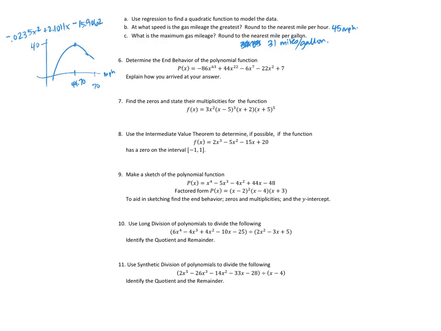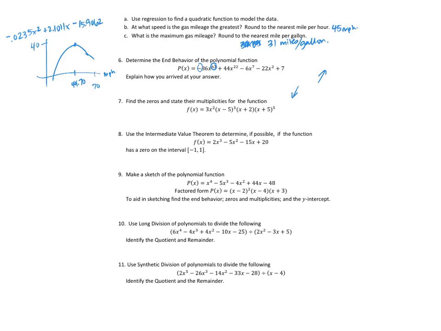So the first thing I want to look at is that it's an odd function, and I know that for odd functions, the ends are going in opposite directions, and since we have a negative in front, the end behavior is going to be doing this and that. How do I indicate that? I'm not sure what notation you use to indicate that.